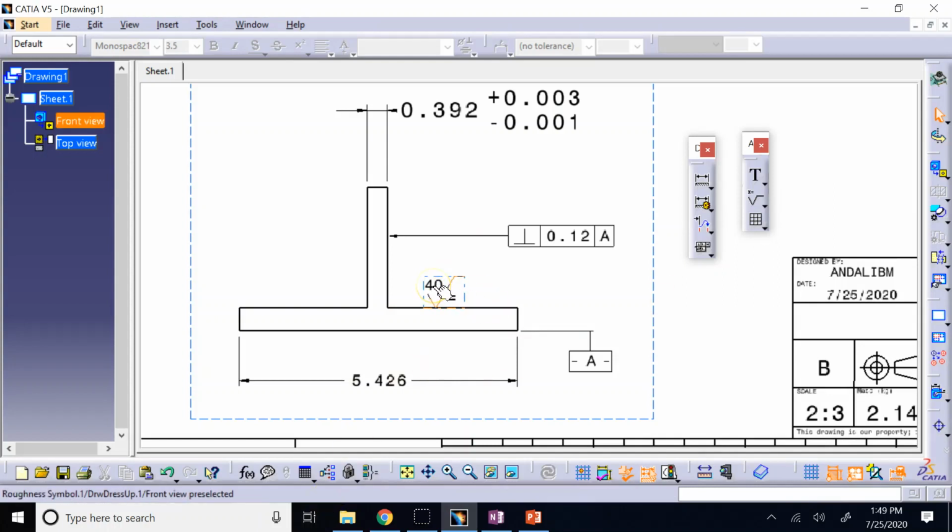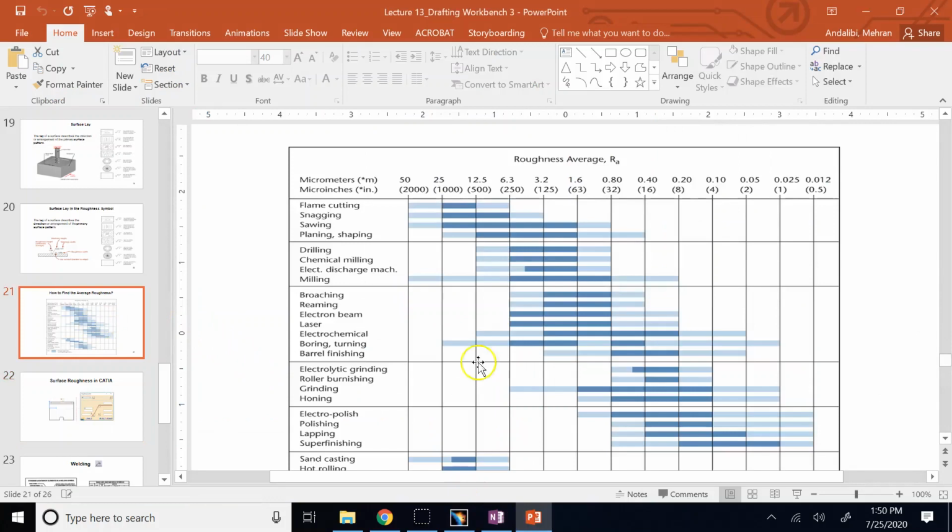Again, to get this number, you need to do some finite element and most of the time advanced engineering analysis. How you got this number is way beyond this course and depends on the application. But this number tells the machinist which finishing method to use.